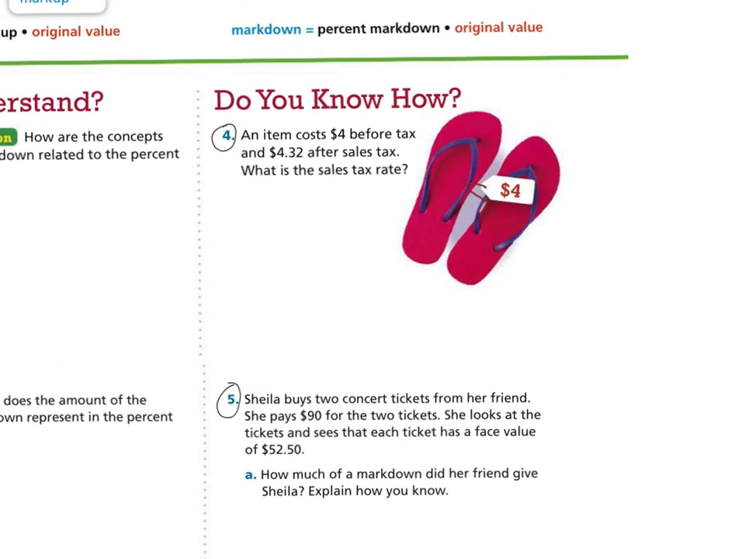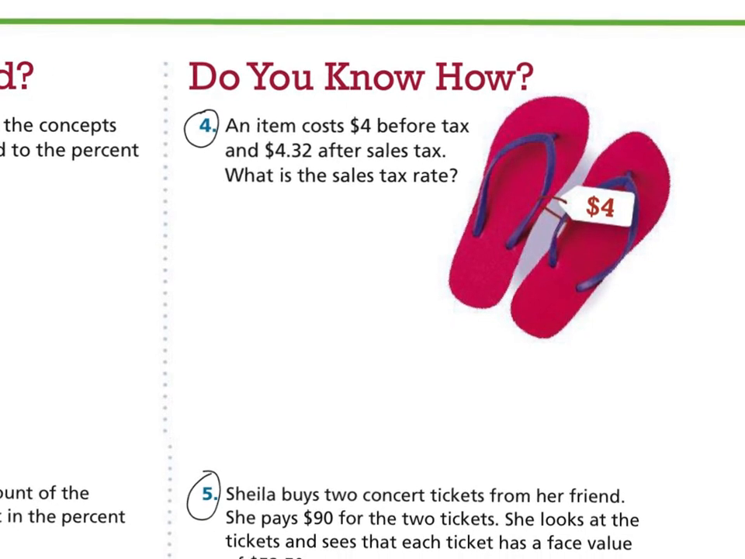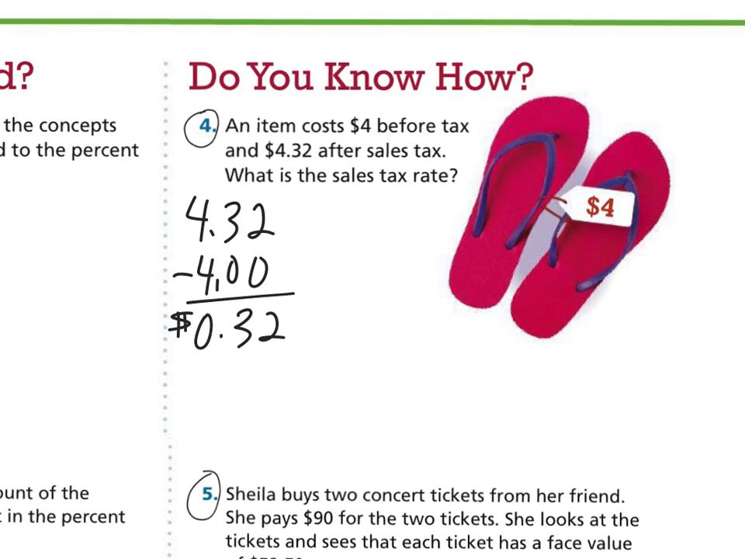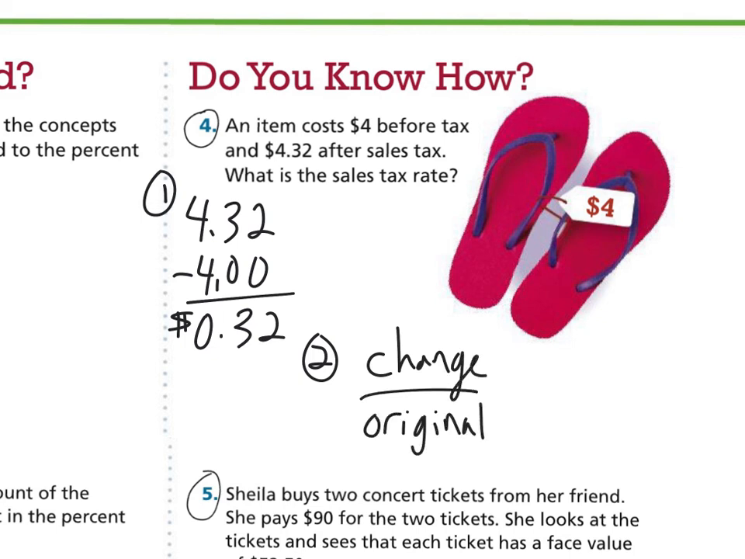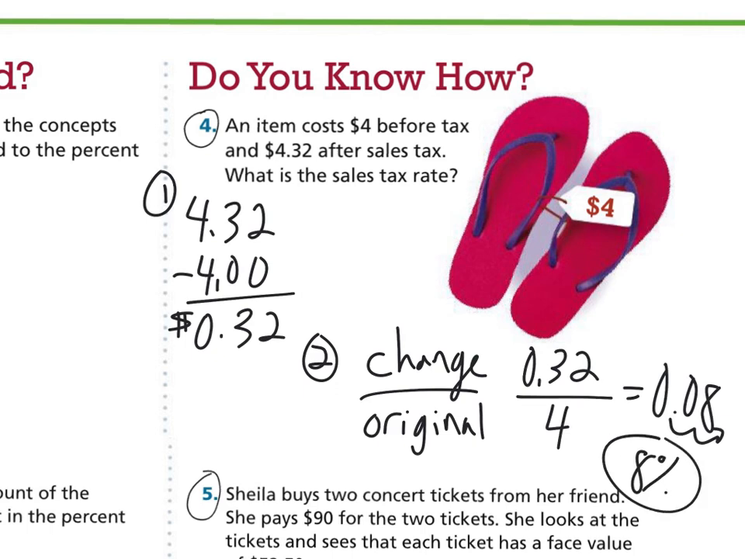If we look at the do you know how, number 4, an item costs $4 before tax and $4.32 after sales tax. What is the sales tax rate? So sales tax is a markup, and we are trying to find the sales tax rate, or the percent of our sales tax. And so basically we're trying to find the percent change. So let's see first of all how much the tax changed the price by. So 32 cents change. The original price was $4, and so if you divide that out, you should get 8/100ths, which means 8% sales tax.